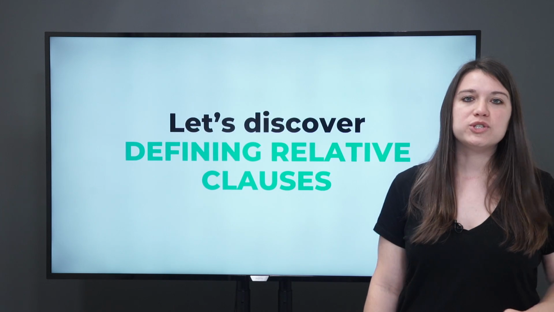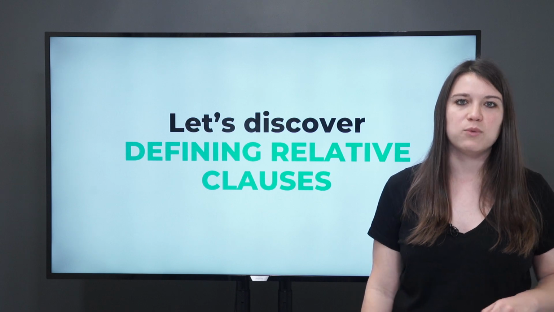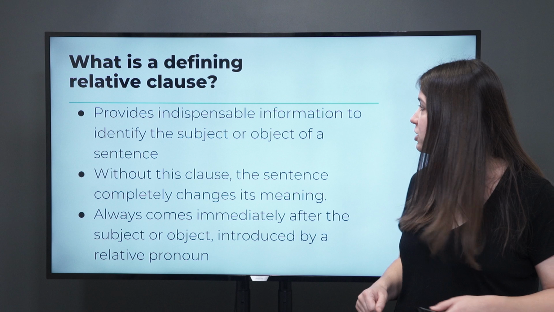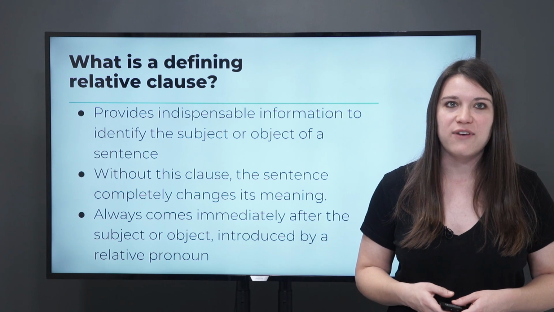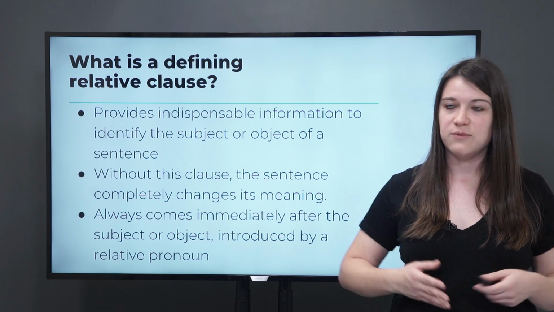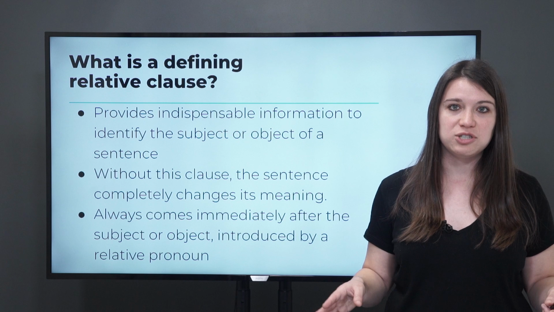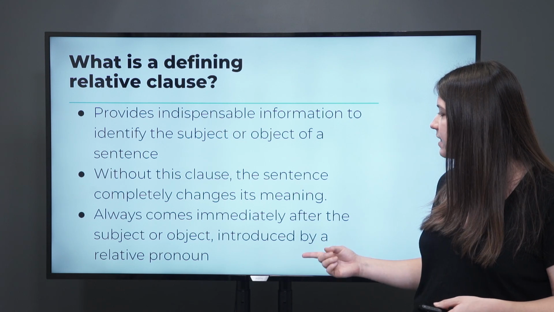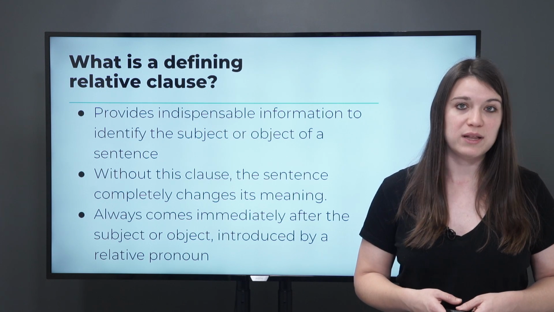Okay, so we'll start with defining relative clauses. Okay, what does a defining relative clause mean? A defining relative clause provides information that is indispensable, essential to identify the subject or object of the sentence. Okay, you need this information in the sentence. Without this clause, the sentence completely changes its meaning. Okay, it always comes immediately after the subject or the object and is introduced by a relative pronoun.